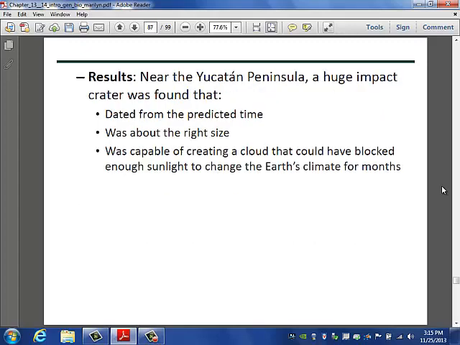Yucatan Peninsula. Huge impact crater was found there. Dated from the predicted time, so again, kind of in the same time frame, based on the deposit of iridium amount, based on carbon dating, was about the right size, was capable of creating a cloud that would have blocked enough sunlight to change the Earth's climate for long enough to do what? Kill off those huge organisms that needed so much food source in order to survive. So maybe we went from huge organisms at that time to the smaller ones that didn't need a lot of what?